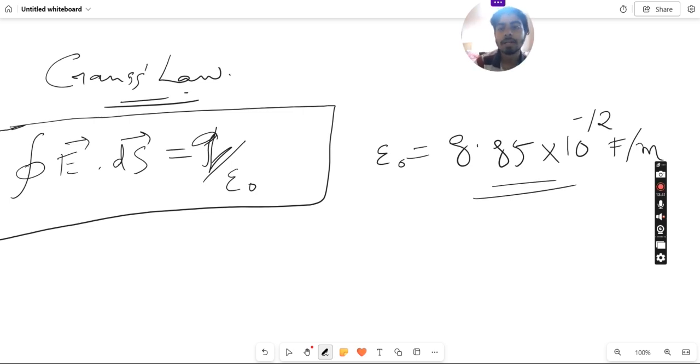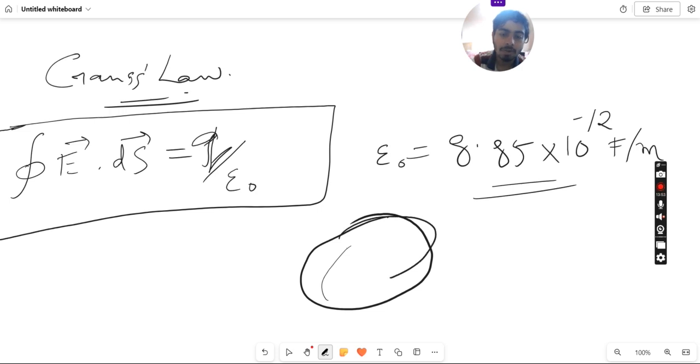Q is basically the charge enclosed. So what do we mean by the charge enclosed? Let's explain what it really means. Assume this is a ball, a three-dimensional thing, and inside this ball we have a charge.